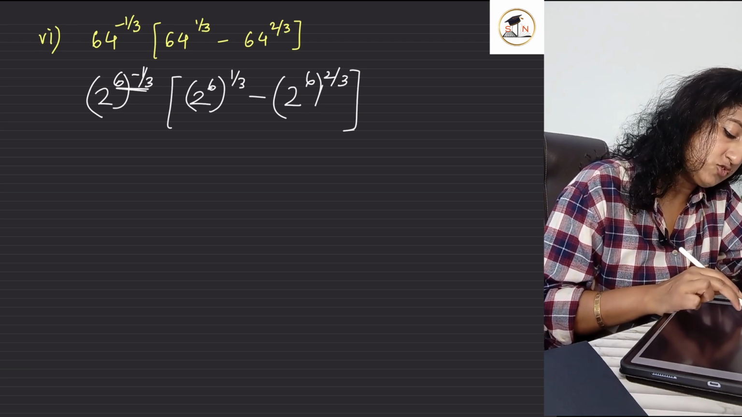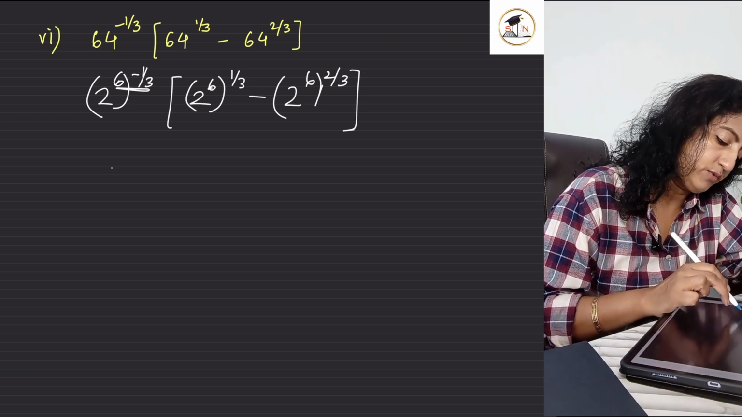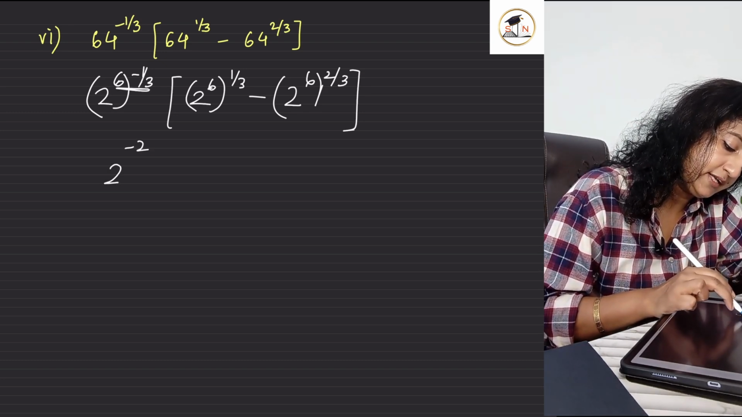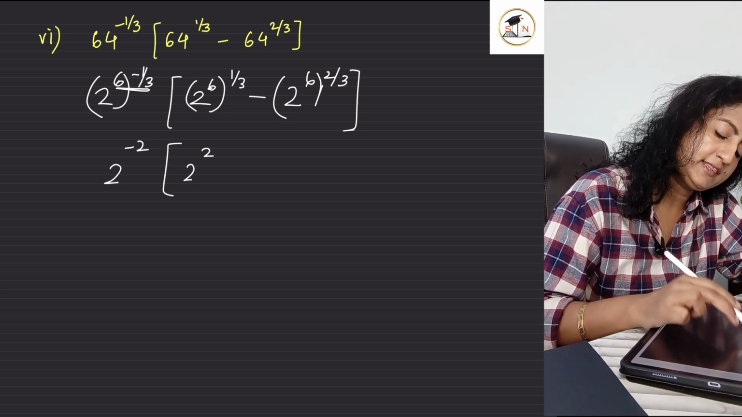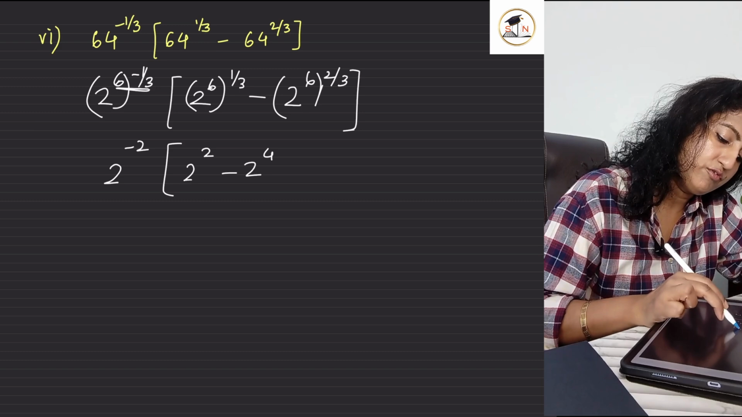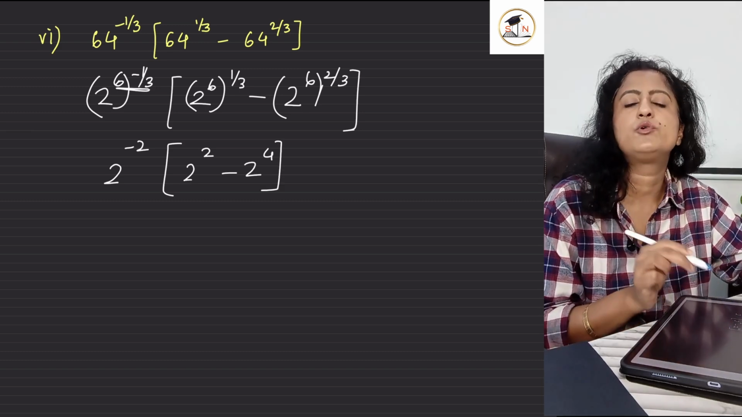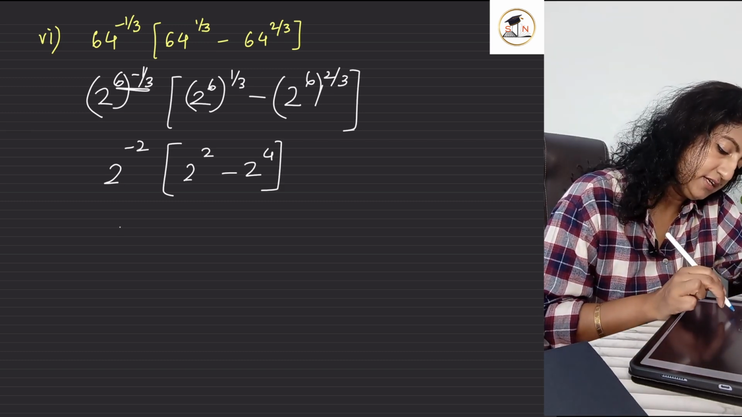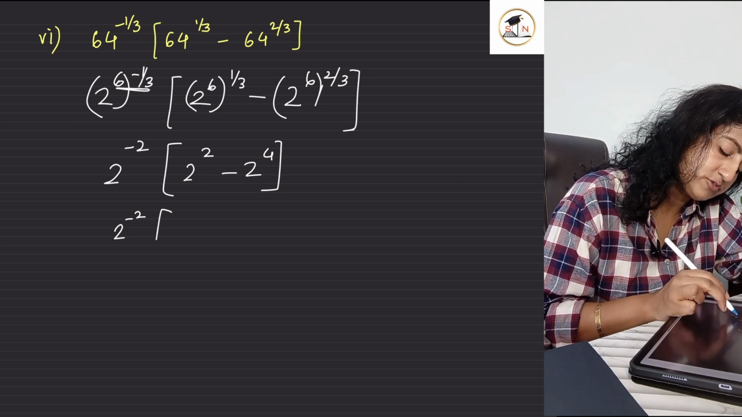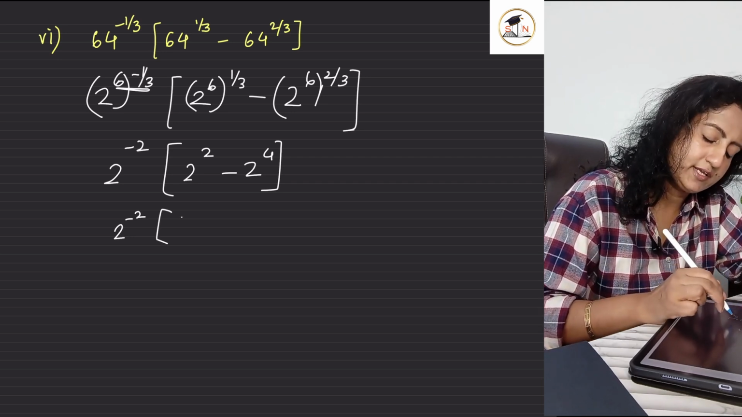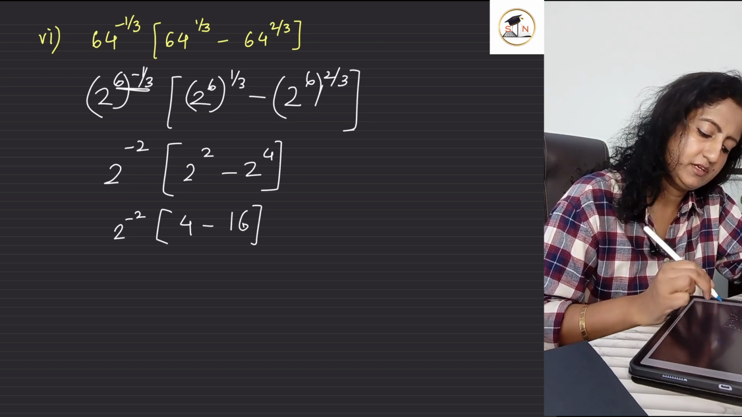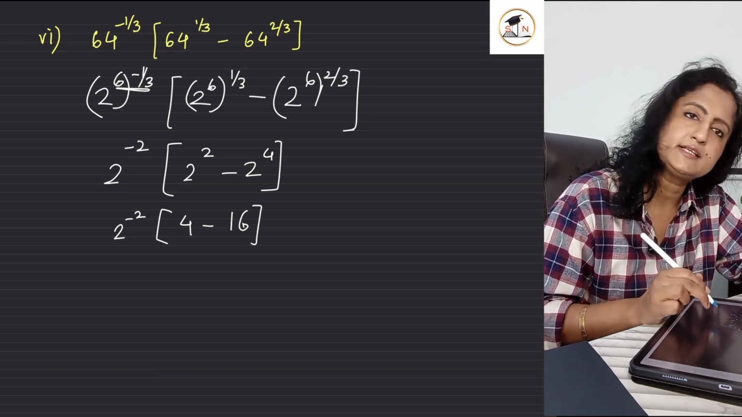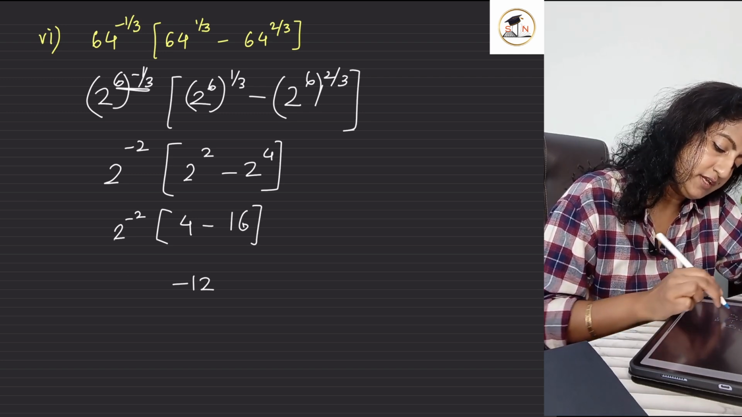Now, these two brackets upon multiplication, what do they give us? It gives -2, they give 2, and they give 4. This is what we get. Now, the question appears to be easier, right? So, 2 to the power -2 still waiting outside. 2 square is 4. 2 to the power 4 is 16, right? Now, 4 minus 16 is -12.